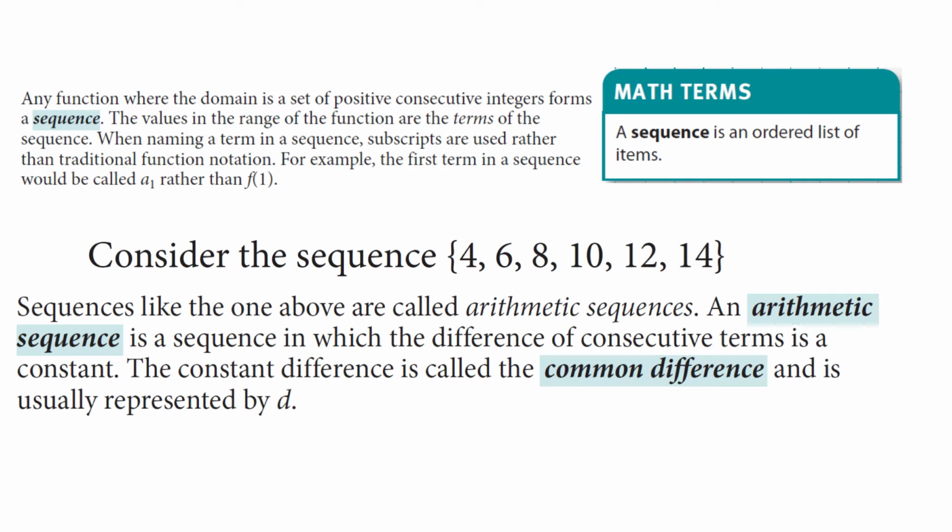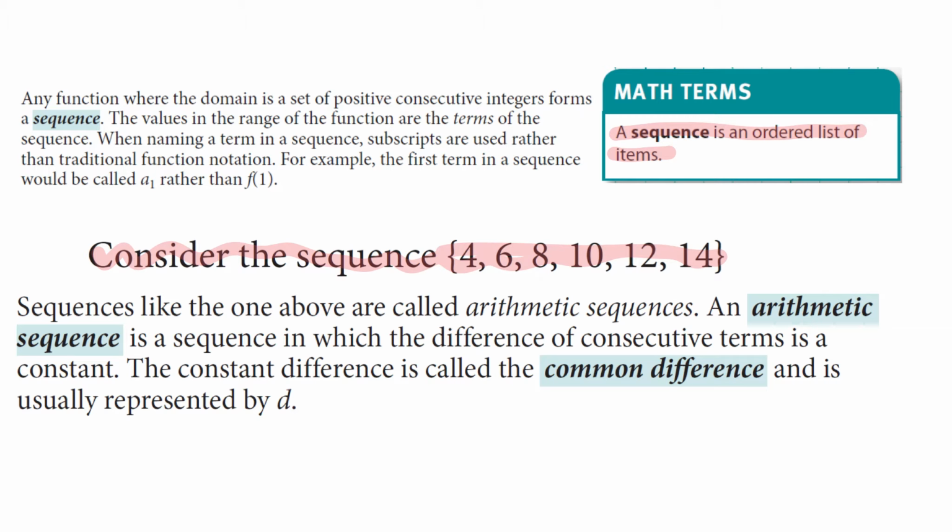We're first going to start off by identifying some definitions. Some we talked about in our last lesson, like the definition of a sequence here. A sequence is an ordered list of items. We see that in our math terms right there. Here's a consideration we're talking about. That's just a list of ordered numbers.